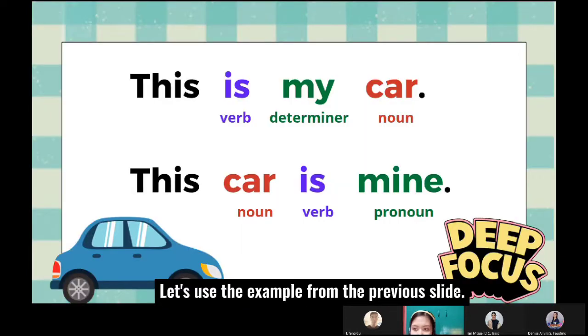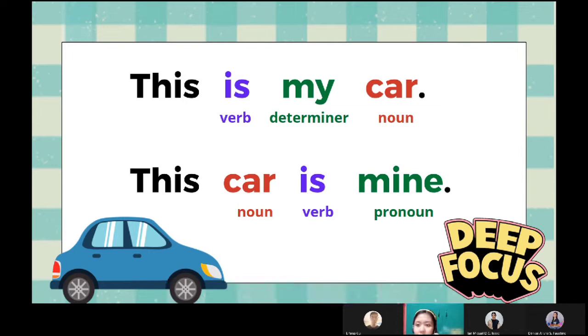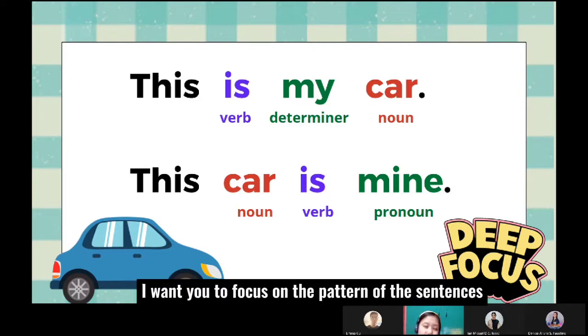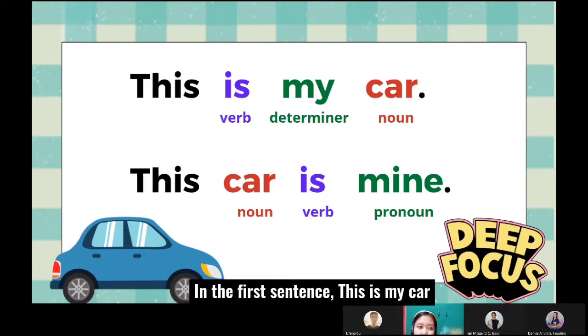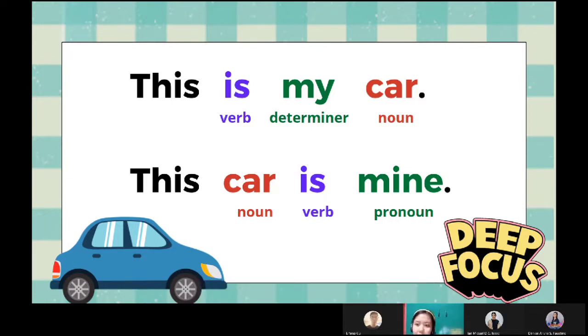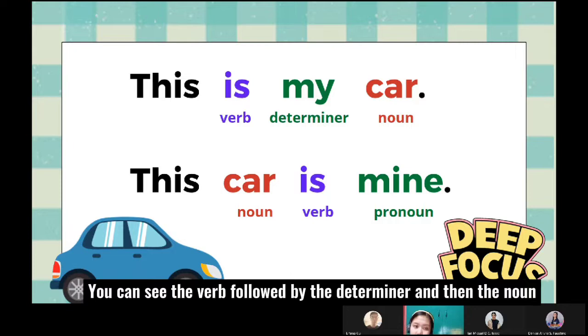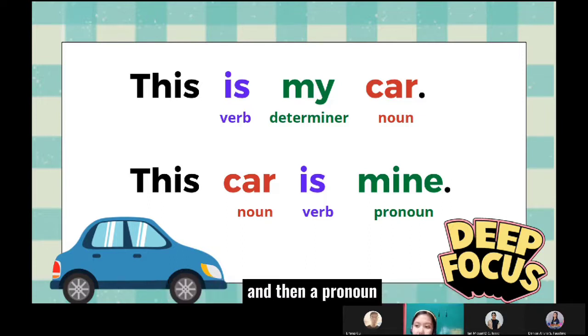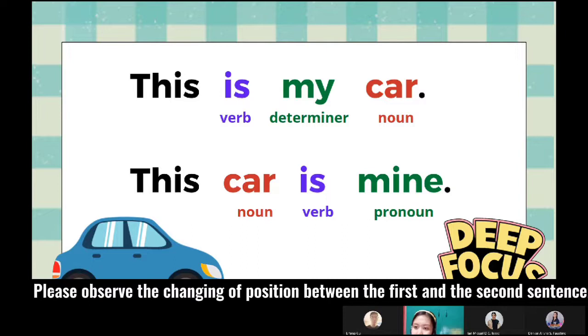Okay, let's use the example from the previous slide. This is my car. This car is mine. Now I want you to focus on the pattern of the sentences. In the first sentence, this is my car, you can see the verb followed by the determiner and then the noun. In the second sentence, this car is mine, there is a noun followed by verb and then a pronoun. So please observe the changing of position between the first and the second sentence.